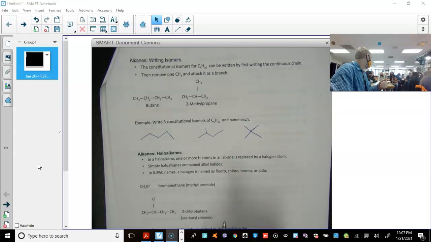Haloalkanes is just that. It's an alkane with a halogen attached. So we're adding layers.